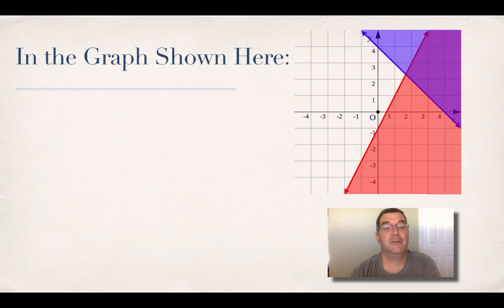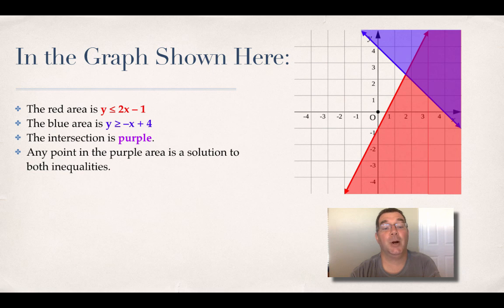So in the graph shown here, the red area is y is less than or equal to 2x minus 1, and the blue area is y is greater than or equal to negative x plus 4. So the intersection is the purple part. So any point in the purple is a solution. So if I plug in any x and y from that purple area into both inequalities, it would create two true statements. Because they're inequalities, there's multiple solutions to each one.